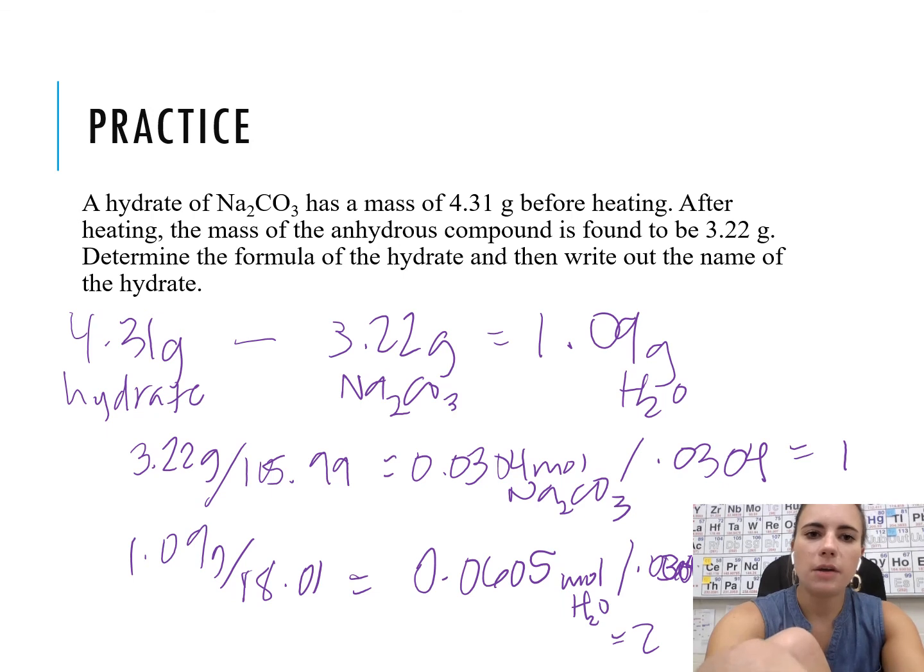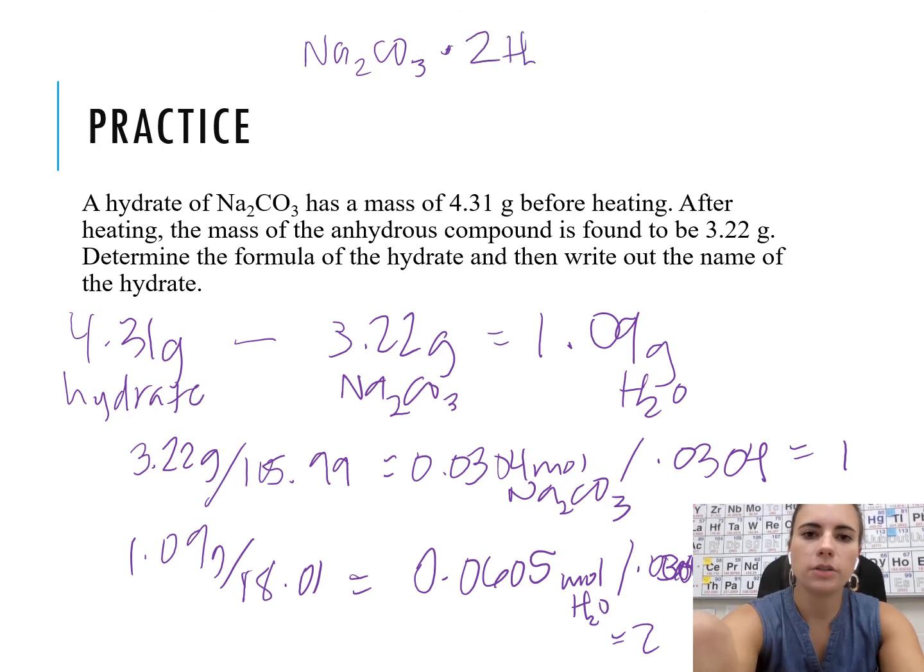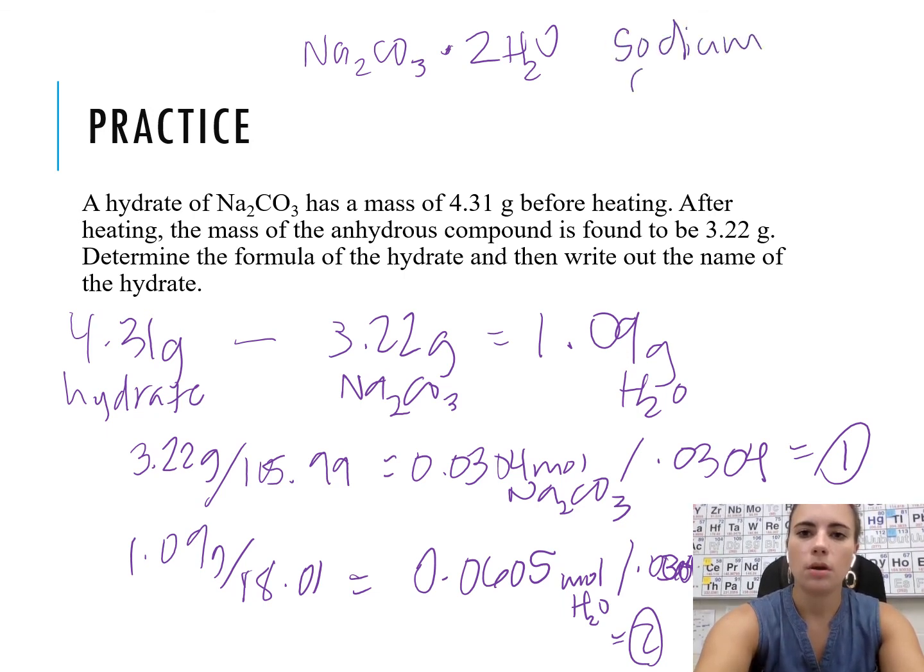So that means my formula is Na2CO3, 2 waters, because I just determined the ratio was 1 to 2. So the name of that would be sodium carbonate dihydrate.